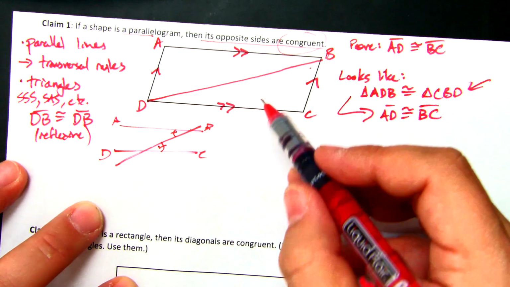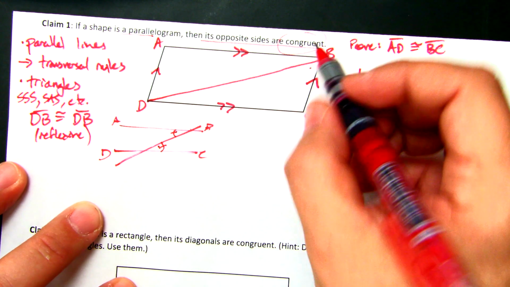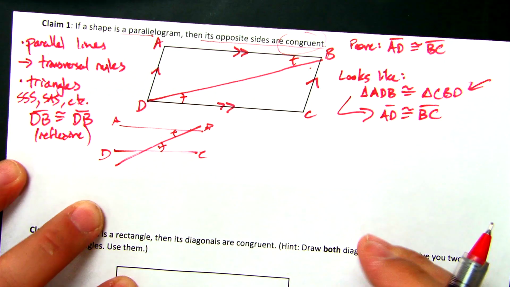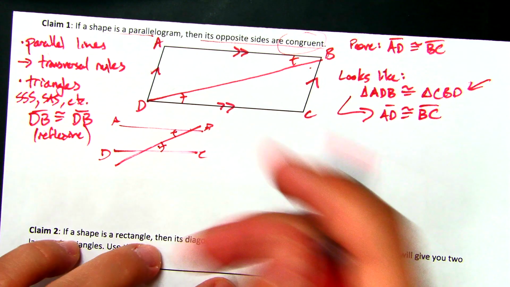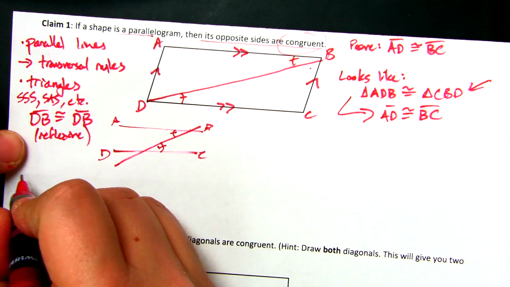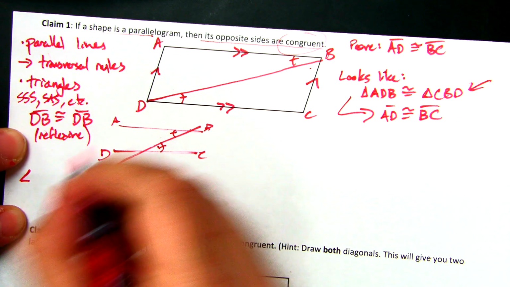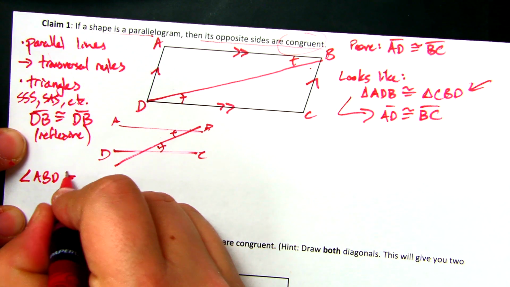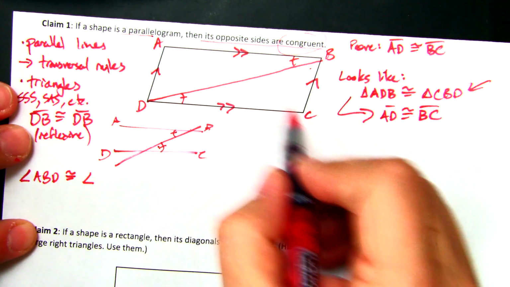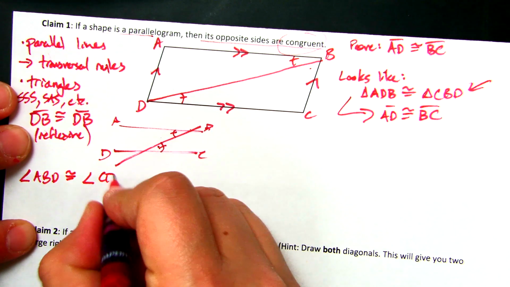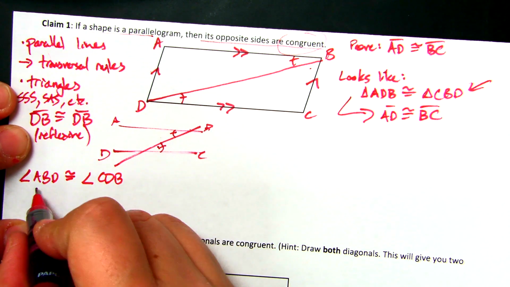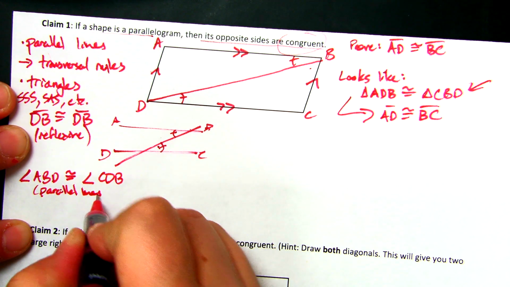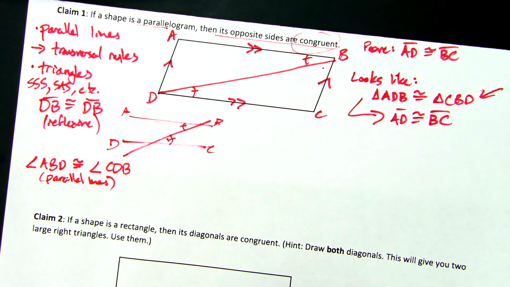Well, go back to our diagram. What does that mean? That means that this angle here and this angle here are congruent. Oh, so I can say, let's write down what we got here. We got angle ABD, go around the angle, is congruent to angle CDB, and that's parallel lines. I'm just going to write parallel lines, right, because I got those parallel lines.